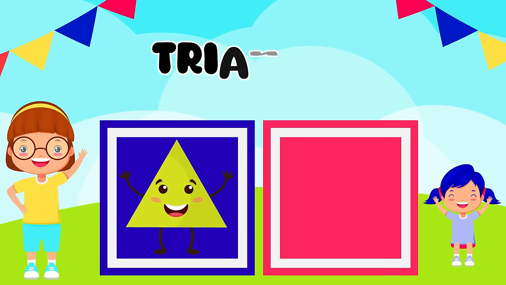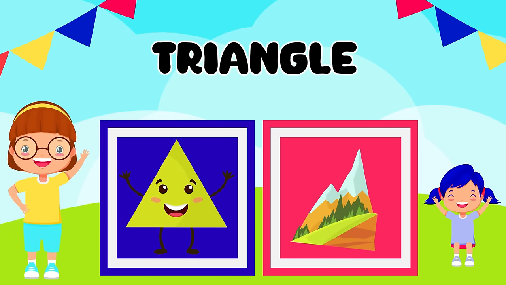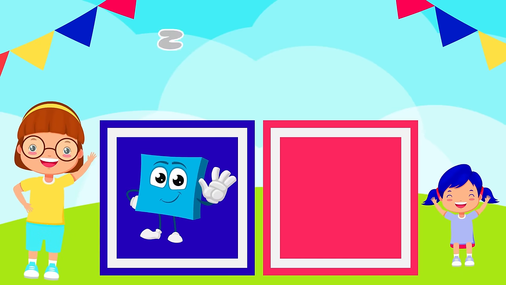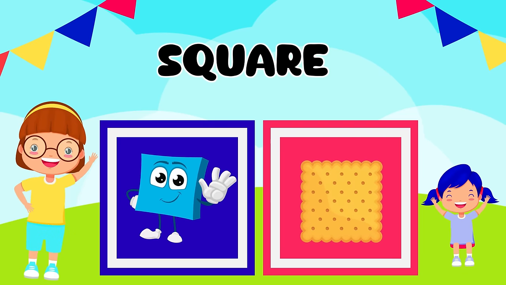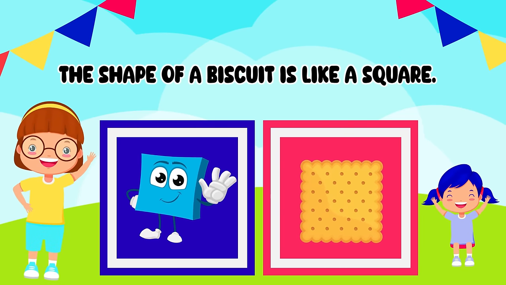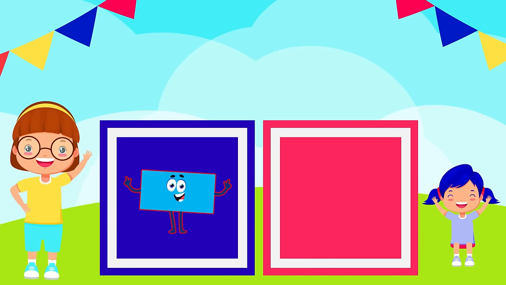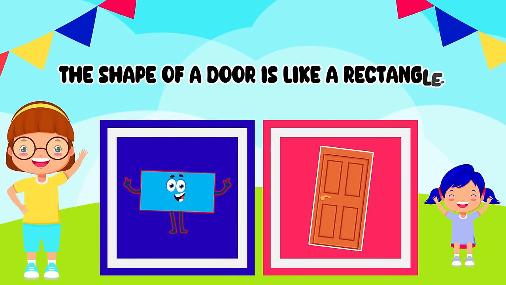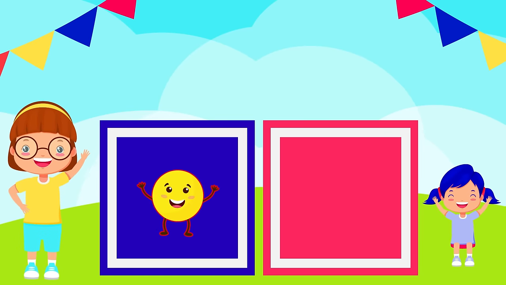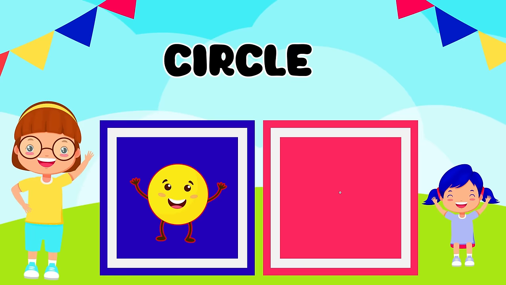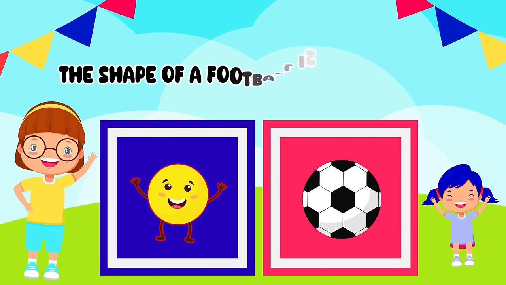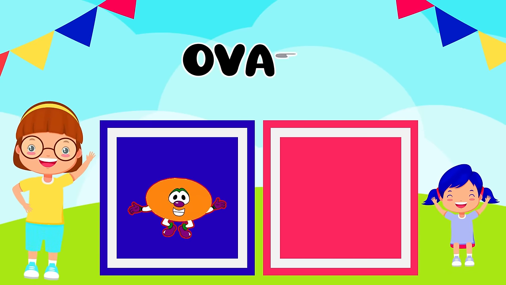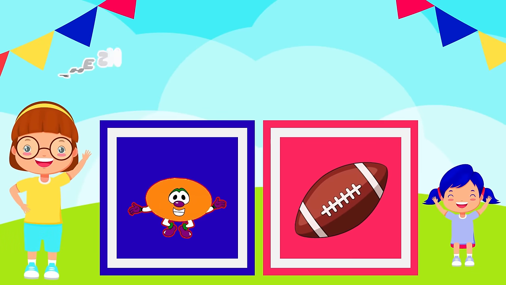Triangle. The shape of a mountain is like a triangle. Square. The shape of a biscuit is like a square. Rectangle. The shape of a door is like a rectangle. Circle. The shape of a football is like a circle. Oval. The shape of a rugby ball is like an oval.